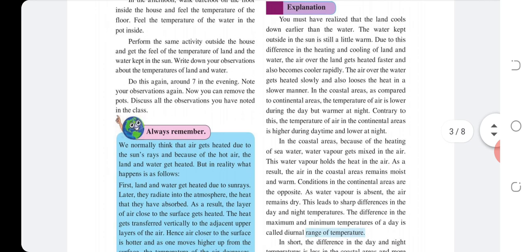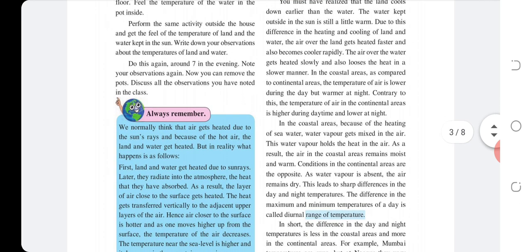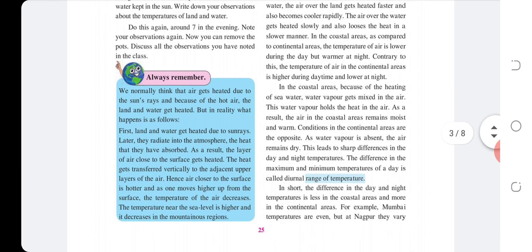Always remember, we normally think that the air gets heated due to the sun's rays, and that because of hot air, the land and the water get heated. But in reality, what happens is as follows. First, land and water get heated due to sun rays. Later, they radiate heat into the atmosphere.